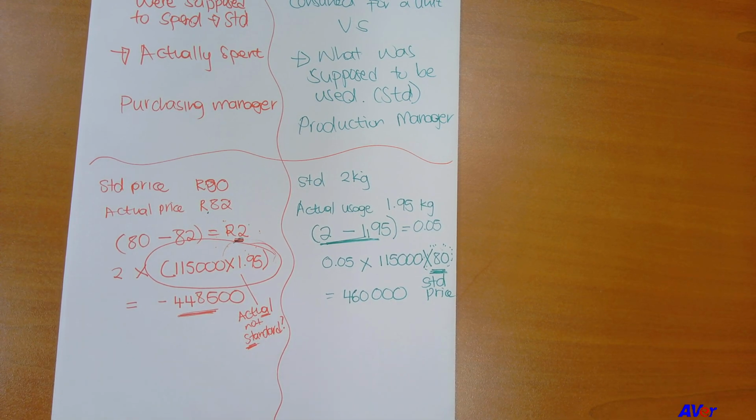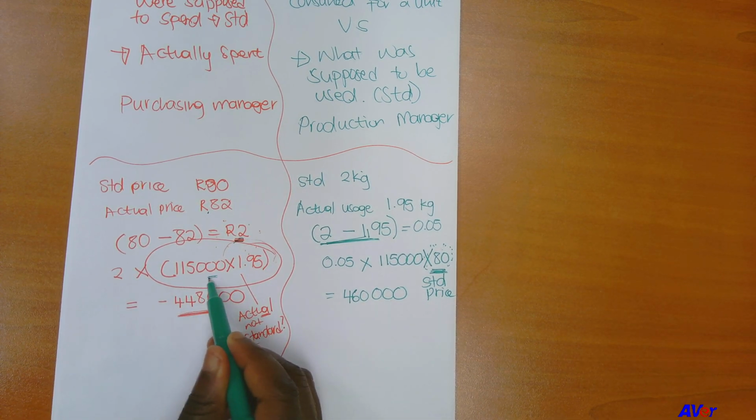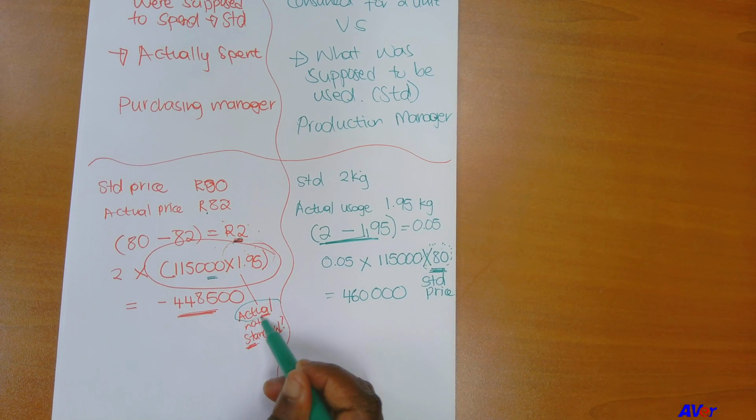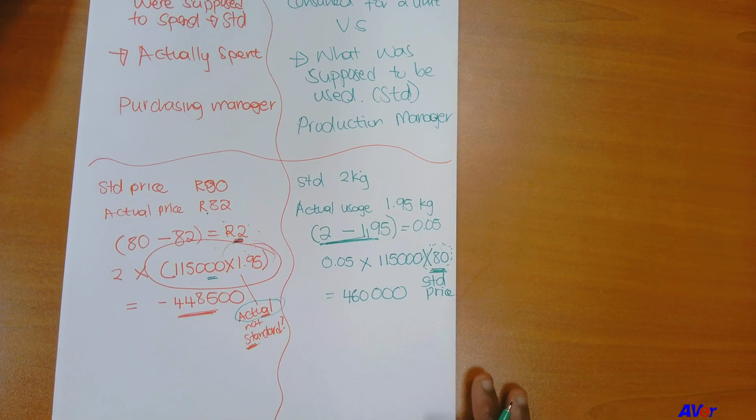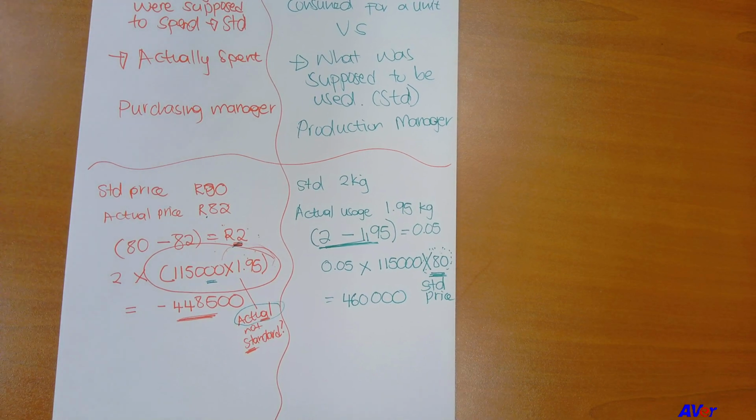And the purchasing manager needs to take a blame for the actual units, because that is what he actually went and bought. So the impact of his decision is on the amount of kgs that were bought and not the amount of kgs that were budgeted for. I hope that is clear and that answers your question.